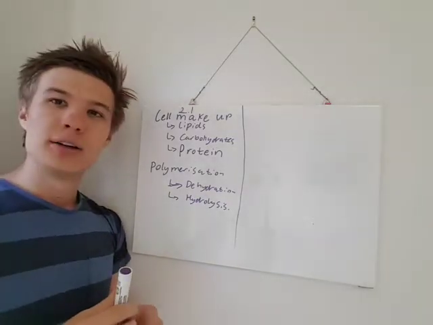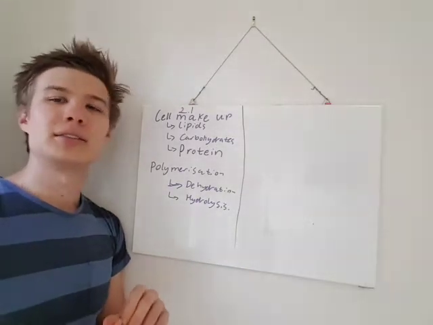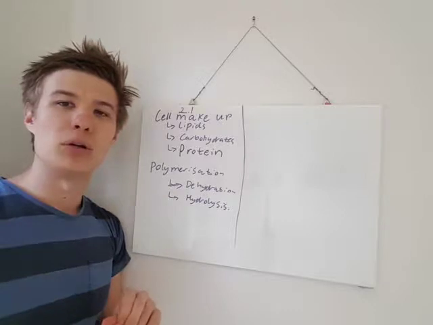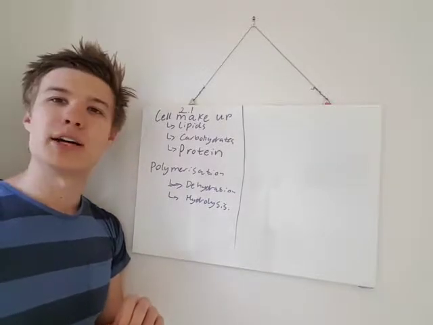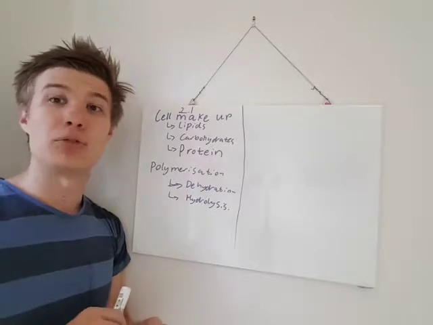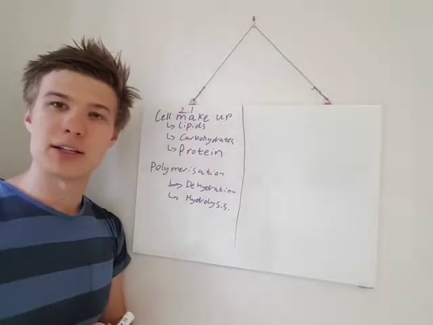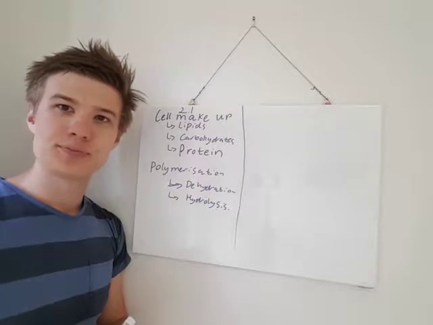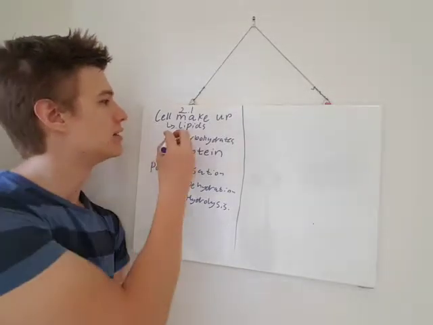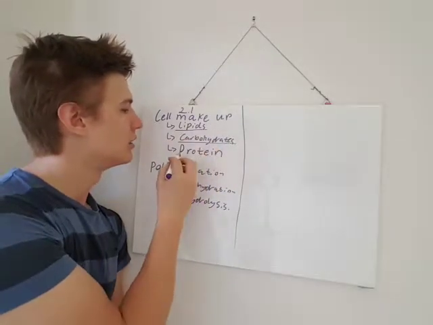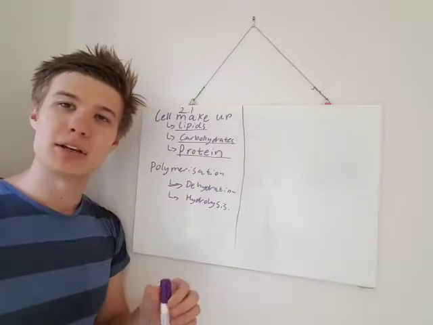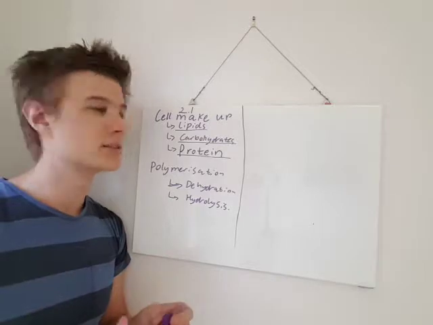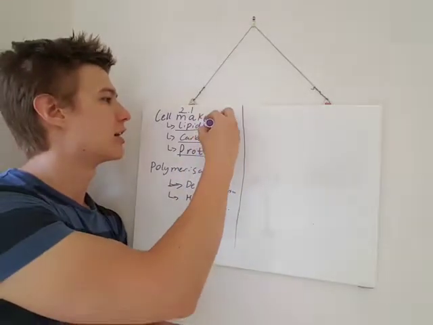So, the three things that make up all of our cells are lipids, carbohydrates, and protein. Now, of course, there's other molecules floating around doing other things, but these are the important parts of cell makeup. Lipids, carbohydrates, and proteins. And in case you didn't know, lipids are actually just fats.